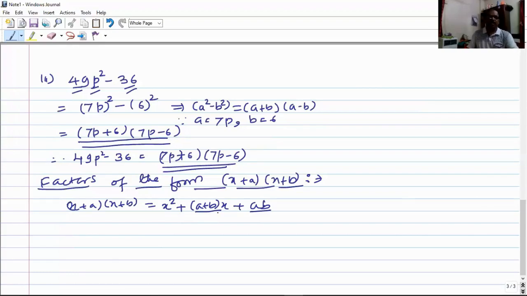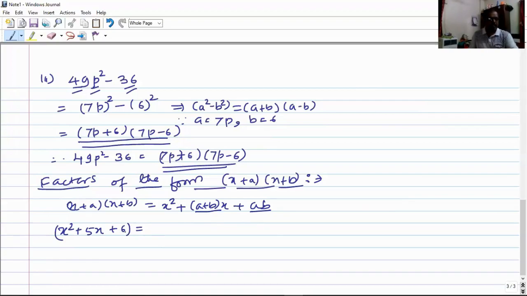So let us consider one example. Suppose the expression given is in the form x square plus 5x plus 6. This is the given algebraic expression and you are asked to find its factors. So how to factorize such a given expression?